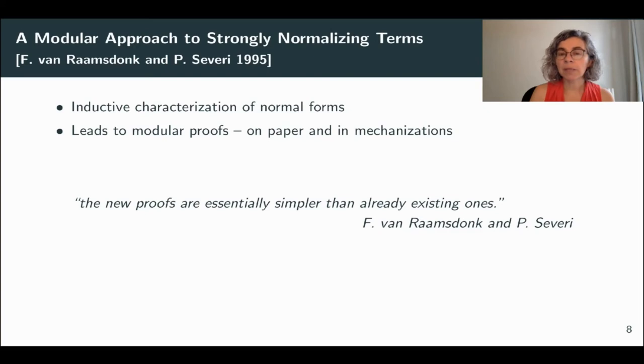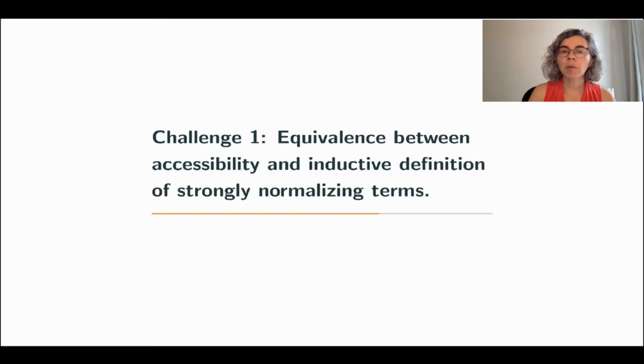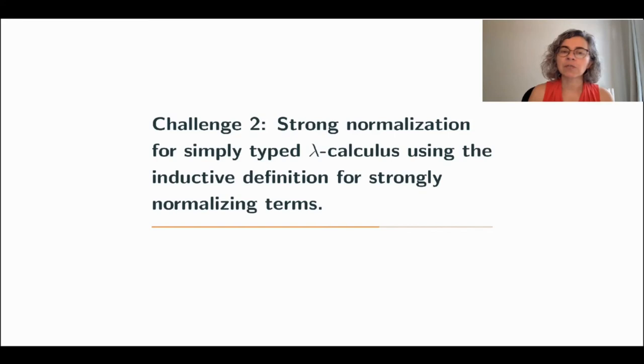So the first challenge problem is to prove the equivalence between the accessibility relation and the inductive definition of strongly normalizing terms. The second one is actually proving strong normalization for the simply typed lambda calculus using that inductive definition. That will have certain subproblems that we also describe in the paper and outline the proofs.